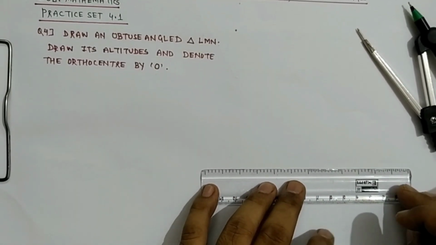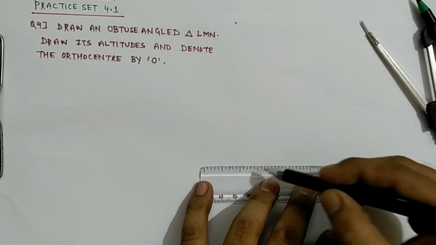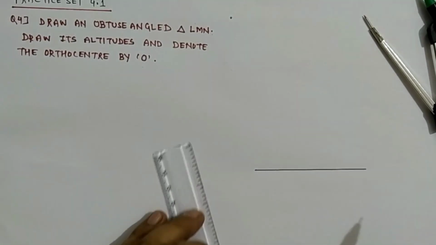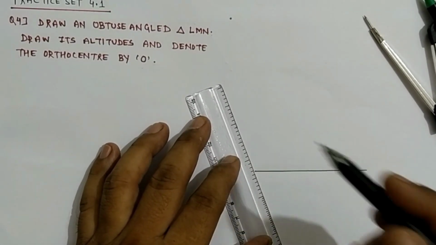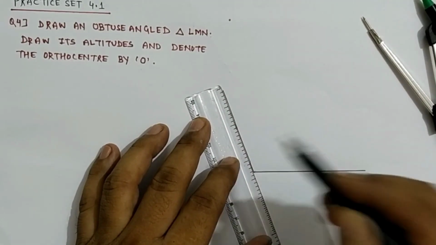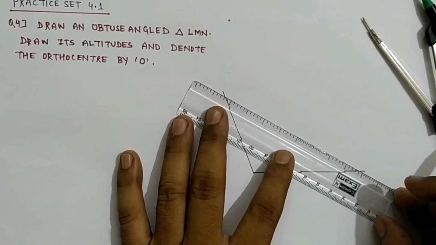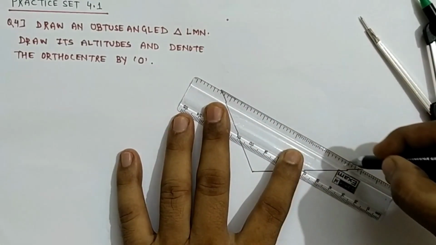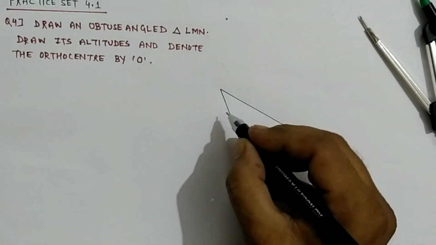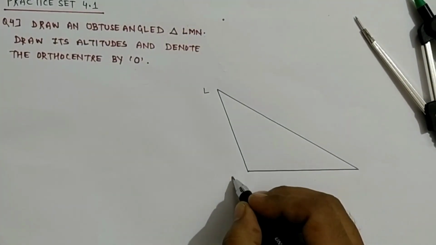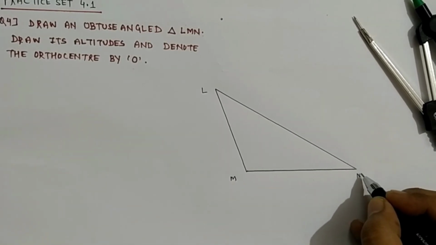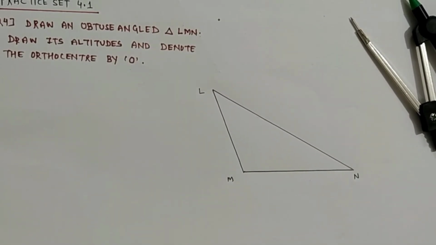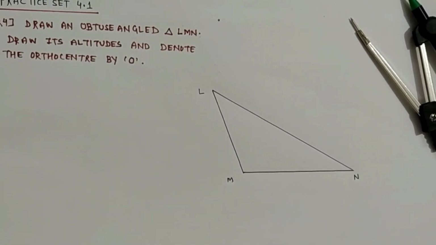First we are going to construct an obtuse angle triangle LMN. Of any measurement you can construct. So this is the base we have drawn. Now draw an obtuse angle here and construct this triangle. So this is triangle LMN we have drawn. This is point L, this is point M and this is point N. For this triangle we have to draw altitudes. Let us start one by one.